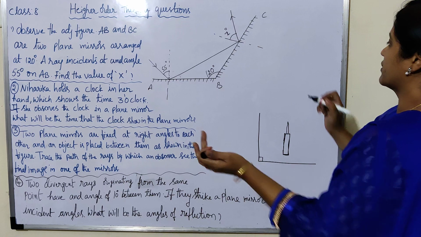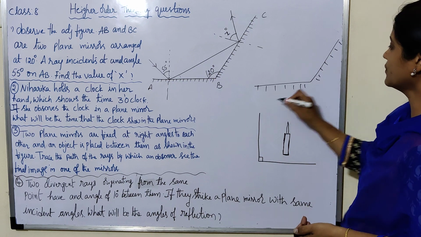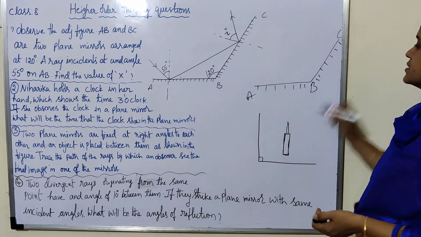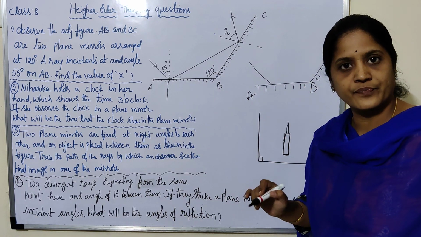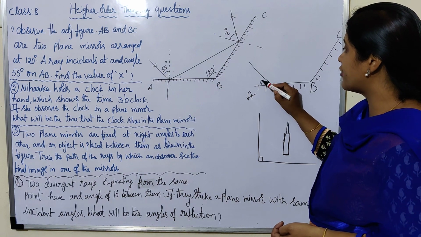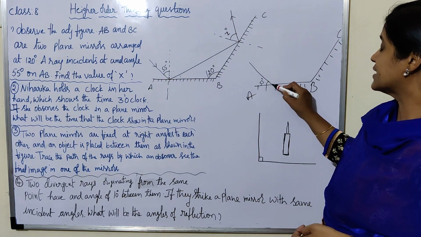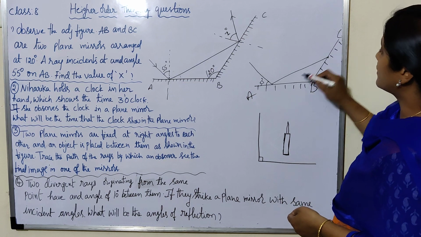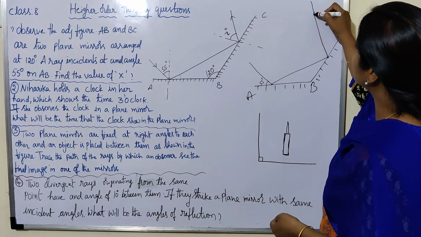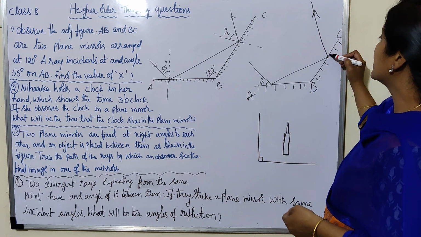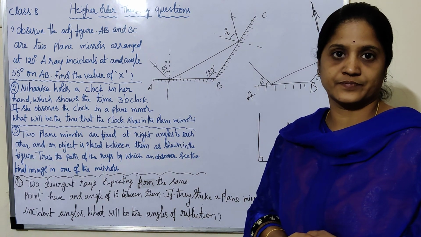So these are the 2 plane mirrors, AB and BC. A light ray is incident on this plane mirror AB at an angle of 55 degrees. When it is incident, it reflects like this. Again, it reflects from mirror AB to BC. From BC, the reflected ray reflects in this direction. If it reflects, you find the angle of this reflected ray. That is the question. Do you understand?